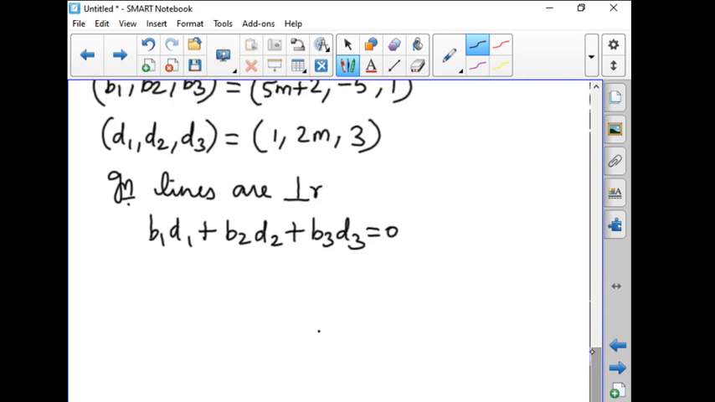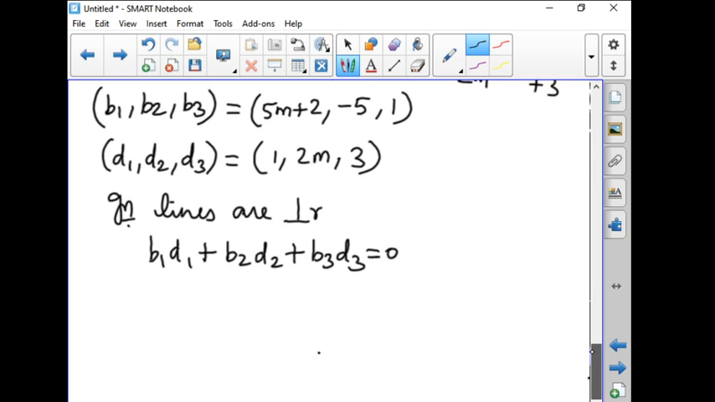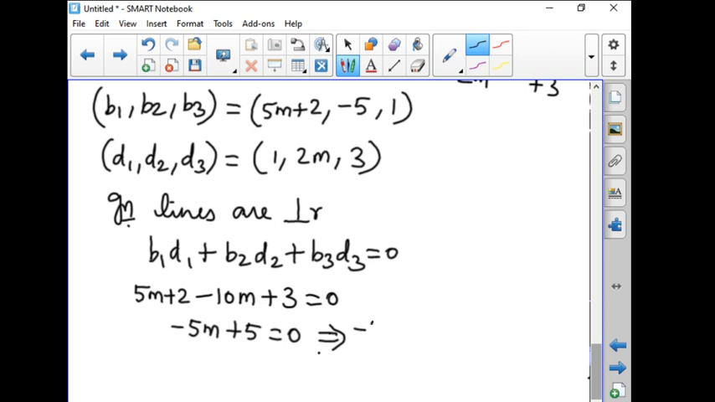So let us apply it. Now let us multiply 1 into 5m plus 2. That is 5m plus 2. Minus 5 into 2m, that is minus 10m. Plus 3 is equal to 0. So now minus 5m plus 5 is equal to 0. So minus 5m is equal to minus 5. That implies m is equal to 1. So the answer for m is 1.